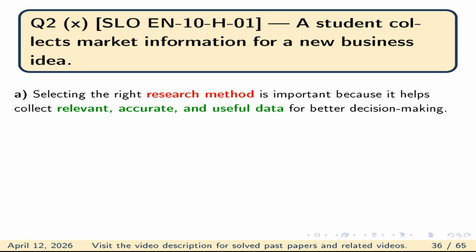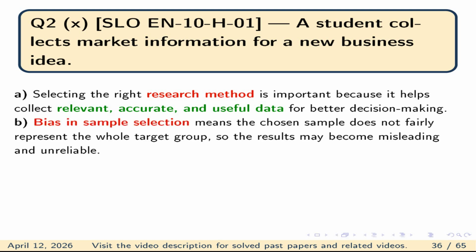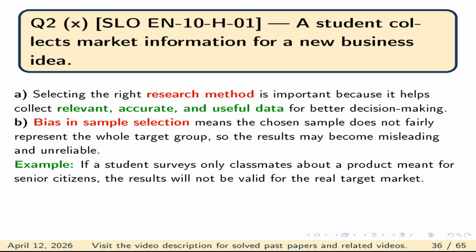Question number 10, that is part 10th: a student collects market information for a new business idea. Selecting the right research method is important because it helps collect relevant, accurate, and useful data for better decision making. Bias in sample selection means the chosen sample does not fairly represent the whole target group, so the results may become misleading and unreliable. For example, if a student surveys online classmates about a product meant for senior citizens, the results will not be valid for the real target market.